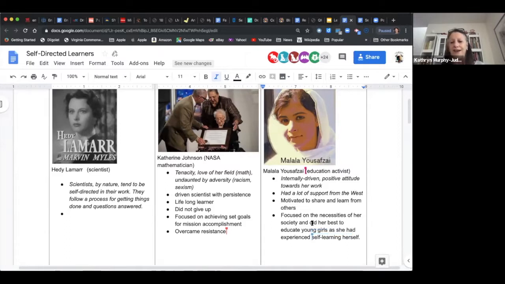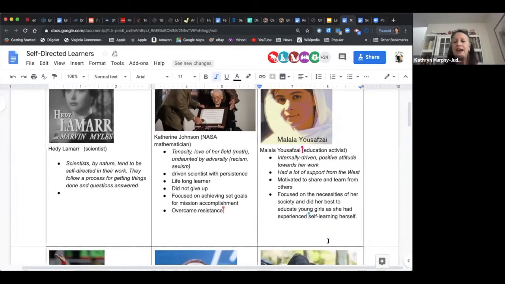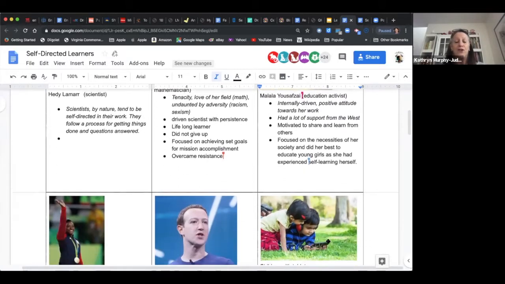Malala Yousafzai, as well, was internally driven, with a positive attitude toward her work. She got a lot of support from the West, a bit less from Pakistan, and was motivated to share and learn from others. And I love this one: she focused on the necessities of her society and did her best to get young girls educated, as she had experienced self-learning herself.